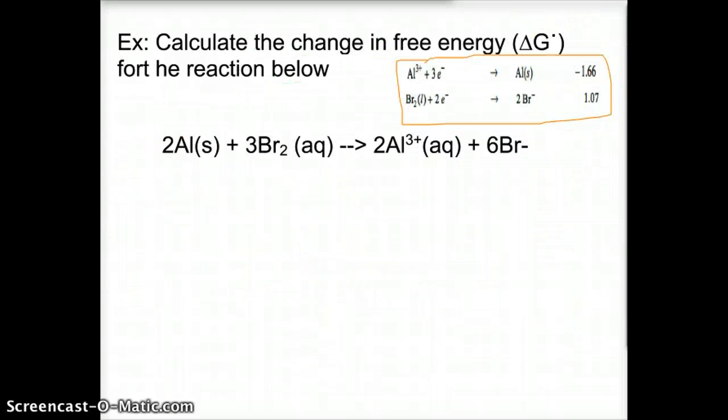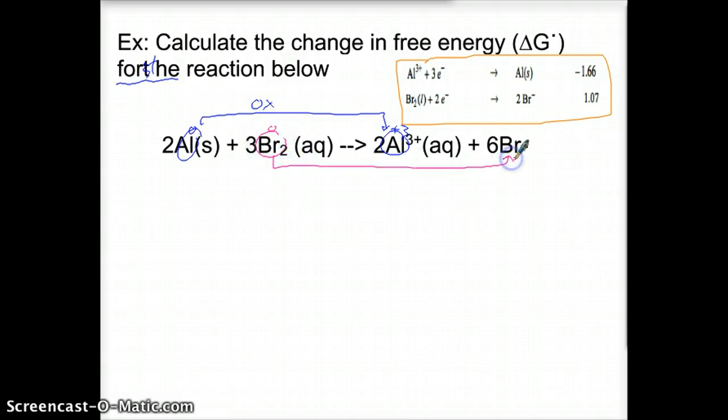Let's do one more example. Calculate the change in free energy, delta G naught, for the reaction below. Okay, a little typo here. Here's my reaction. So what I need to know first, if I have my half reactions, is what's getting oxidized and what's getting reduced. So aluminum is going from 0 to positive 3. So I know that aluminum is getting oxidized. That means that bromine, which is going from 0, diatomic, to negative 1, is getting reduced.